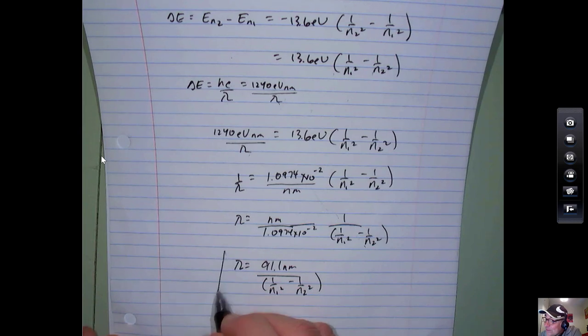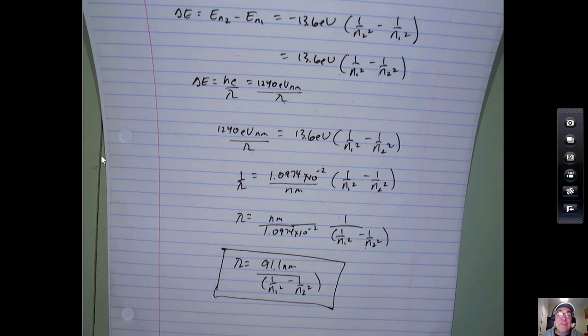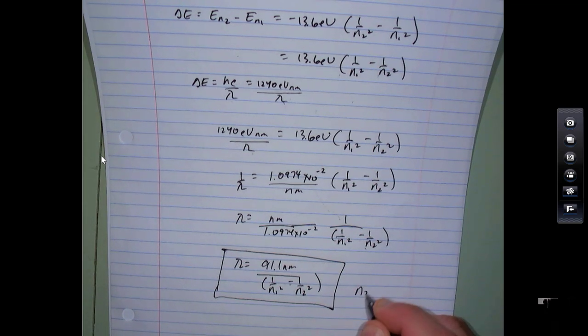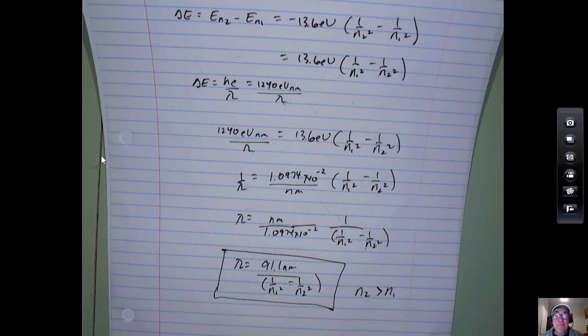And you've seen this formula before. That's really where it's coming from. And that's the useful way of doing it. So remember, you're going from 2 to 1. But when you actually put the numbers in, you'll see that the denominator down here is positive then. Okay, so that's going from, again, n2 down to n1. So n2 is bigger than n1. Okay, so use this formula to calculate the wavelength.